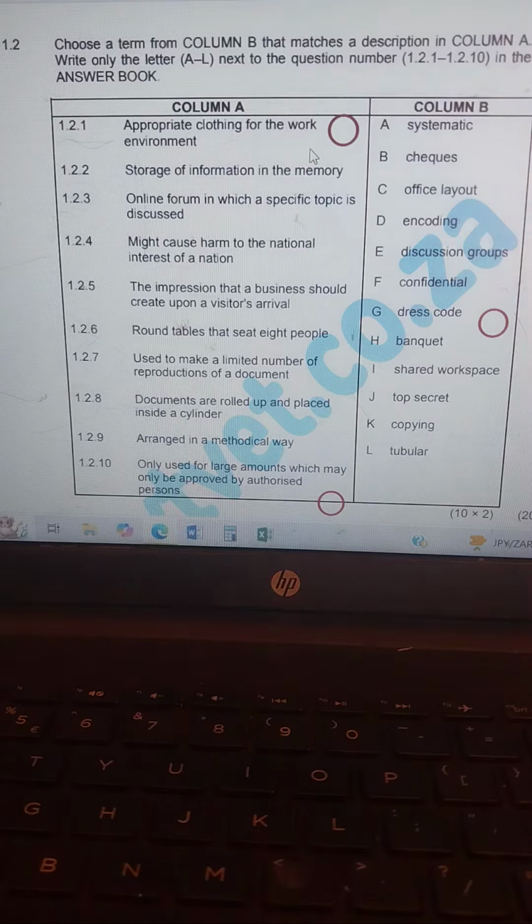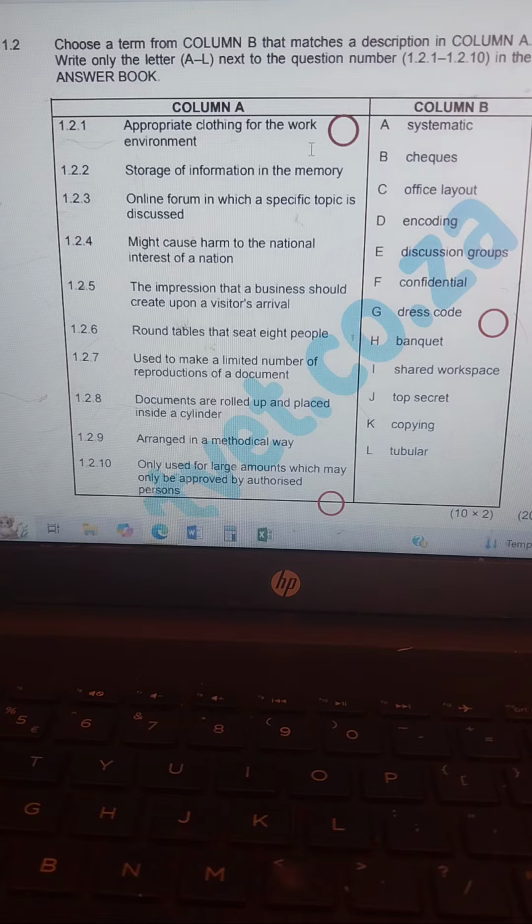Number 3, online forum in which a specific topic is discussed. Your answer is E, discussion groups. Number 4, might cause harm to the national interest of a nation. Your answer is F, confidential. Number 5, the impression that a business should create upon a visitor's arrival. Your answer is C, office layout.